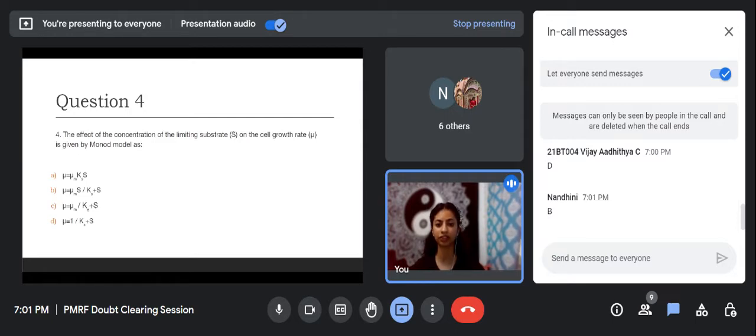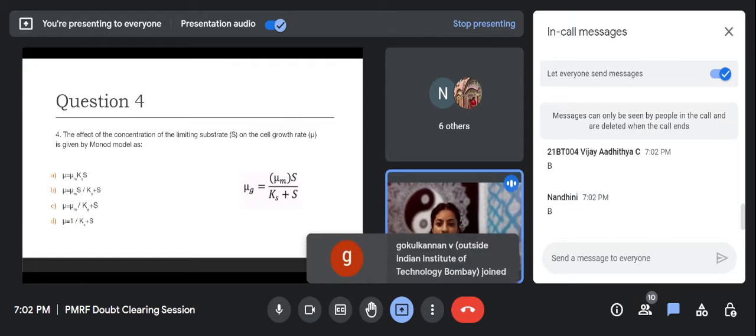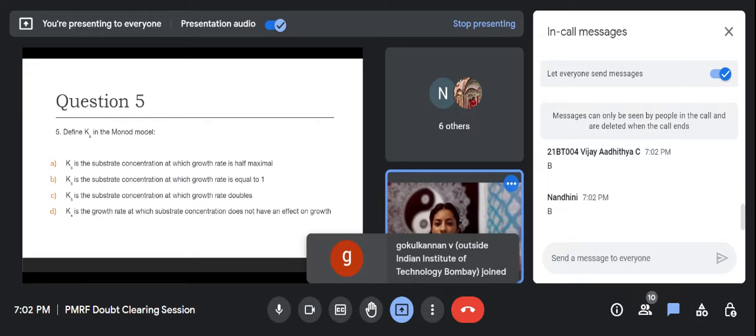Fourth is the effect of concentration of the limiting substrate on the cell growth rate, which is given by Monod's model as. So what do you think is the answer in this case? B. Okay. Yeah, so that is the Monod's model, right? So B is the correct one.